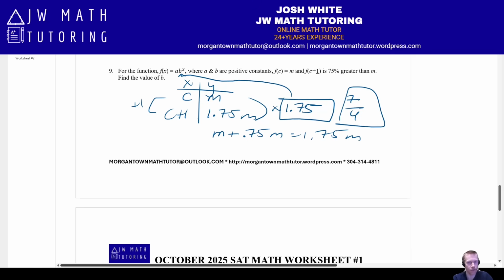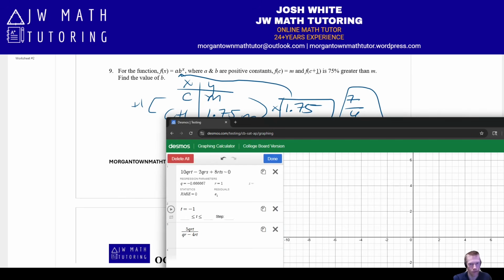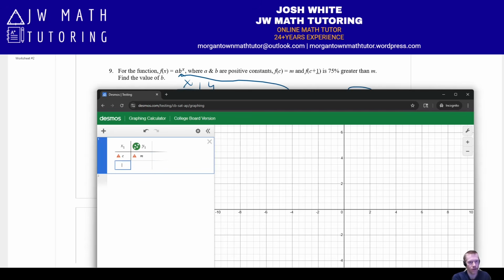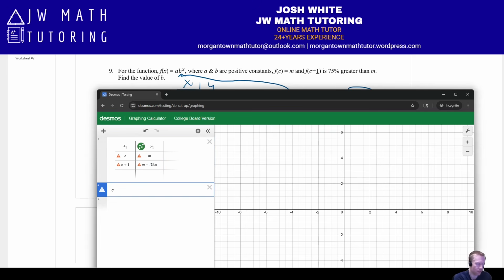But let's see how you could also solve this in Desmos. So let's delete everything. If you want to make a table, you make a table here, C and M, and this would be C plus 1. And then this is 75% greater than m. You can't type it in like that, so you do have to know that it's m plus 0.75m.